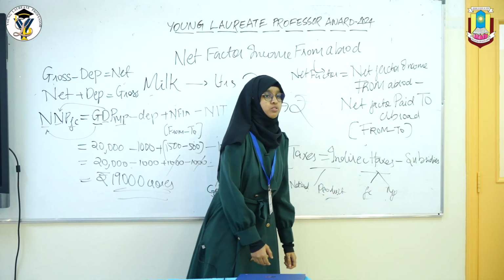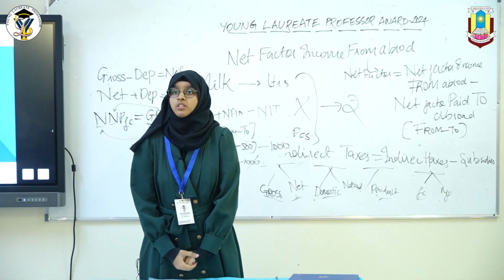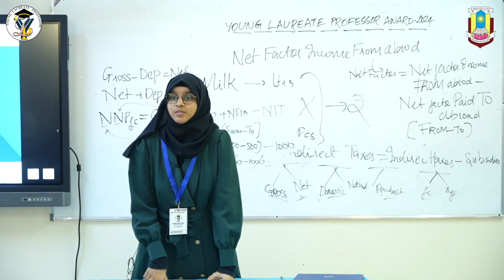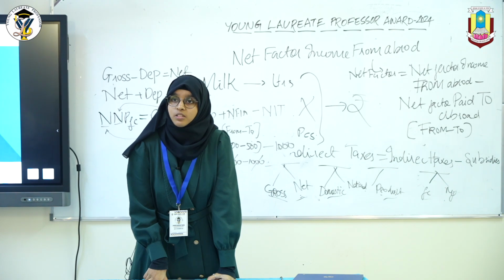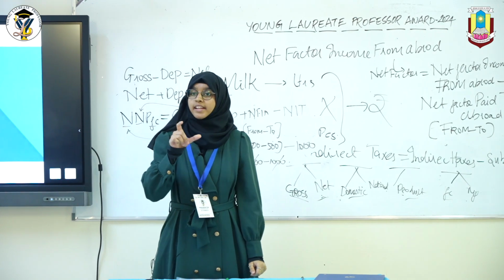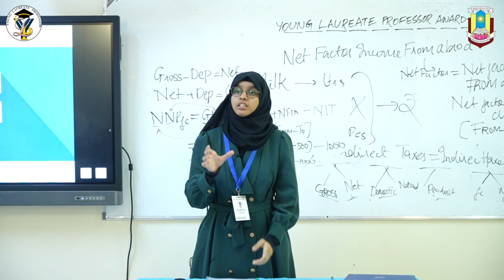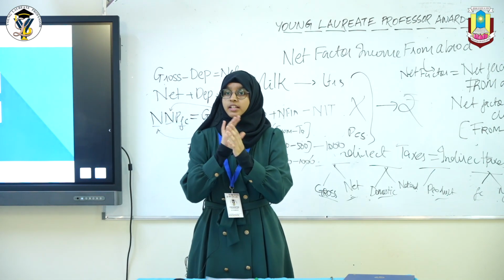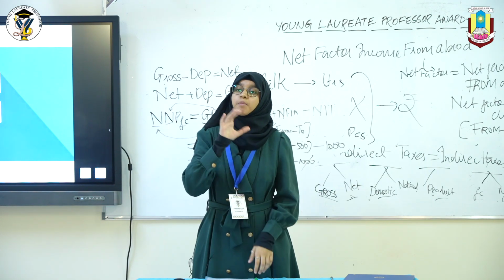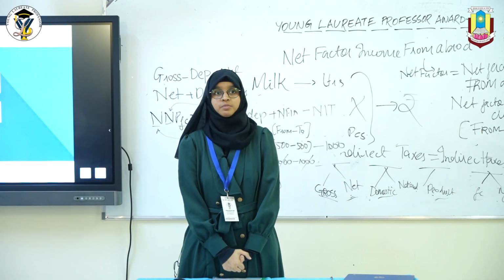Why do we deduct depreciation in the calculation of national income from GDP? Because we calculate NNP-FC. In gross we add depreciation, but in national income we minus it, because national income is NNP-FC, right? So for that we minus depreciation. Hope it answers. Any more questions?